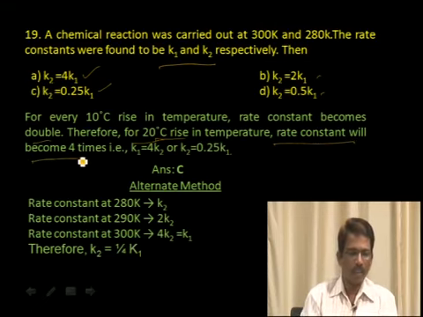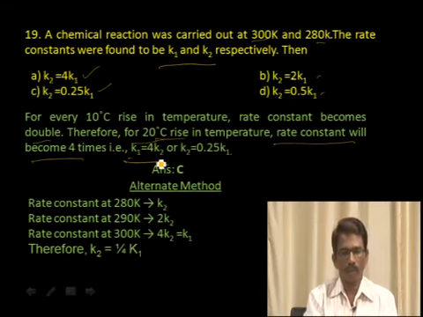If I take the rate constant at 280 Kelvin as K2 and the rate constant at 300 Kelvin as K1, K1 will definitely be equal to 4 K2, and therefore K2 is equal to 1 by 4 K1, or that is equal to 0.25 K1.